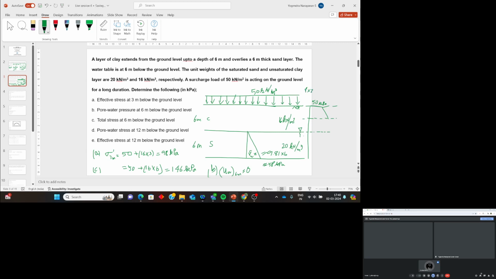Same. See, what is Pascal's law? With depth, what will happen? The water pressure will be gamma W into Z depth. In the same manner, water pressure will increase. Yes, sir.